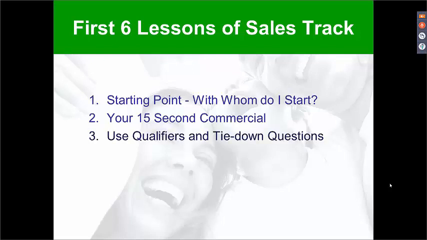Next would be your use of qualifiers and tie downs. Your qualifiers and tie downs combined with this 15-second commercial are going to be the most important aspects of your 6 lessons of Sales Track. That doesn't mean you blow off lessons 4, 5, and 6. It just means that really the rubber hits the road. Once you deliver that 15-second commercial, the prospect is going to respond. Your response should be in the form of a qualifier or a tie down to lead them in a specific direction, a direction of wanting to know more, of wanting to understand the product better.